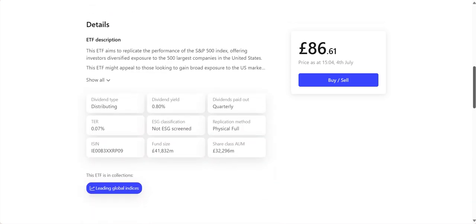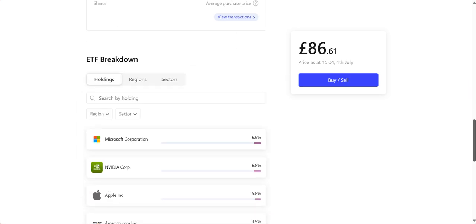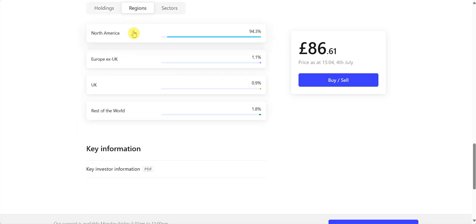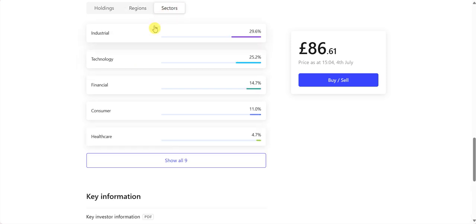So it's the top 500 companies in America. Dividend yield is 0.8%, paid quarterly, and the cost is 0.07. That's really low. So 503 stocks, even though it's the S&P 500. Usual suspects there. Regions, mostly North America, a little bit of Europe. Sectors, industrial, tech, financial, consumer.